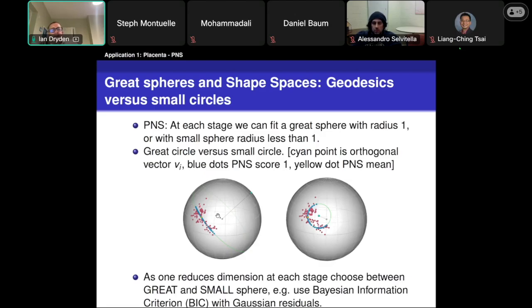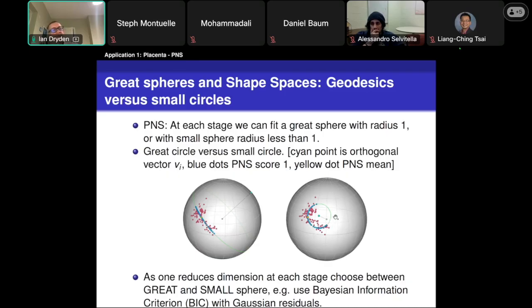Here we have some data which are down at the sort of penultimate stage on the usual sphere, and then we're trying to fit the best, in this case, great circle through the data. This is the green curve here, and then project on to there. Those are the first PNS scores. And if we do a small circle, then here this is the best fitting small circle, which may be overfitting a bit in this case, and the blue points are the PNS scores.